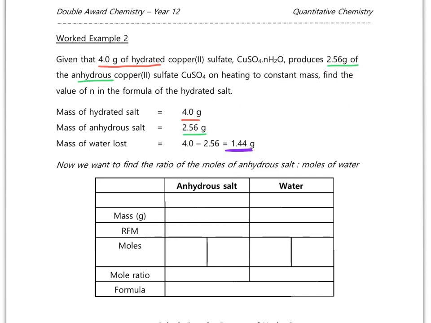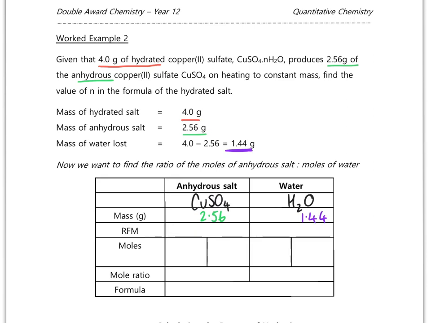Okay, so the anhydrous salt in this case is copper sulfate, CuSO4. The water then obviously has the formula H2O. Okay, no problem. The mass of the anhydrous salt is 2.56. The mass of the water is 1.44 grams. Okay, what we're going to need to do, we don't need a mass ratio, but we need a moles ratio. In order to convert to moles, I'm going to need my RFM.